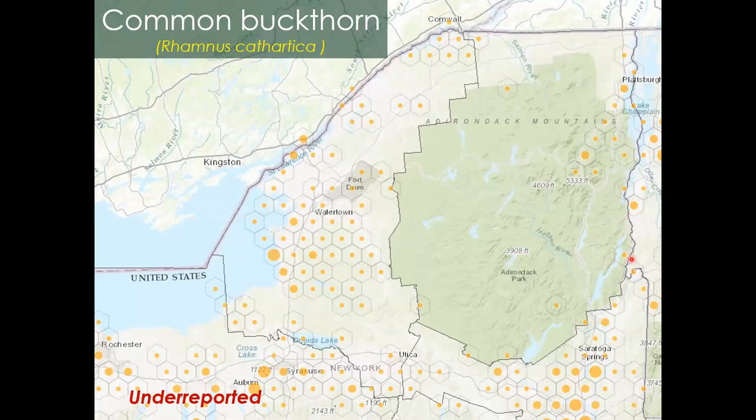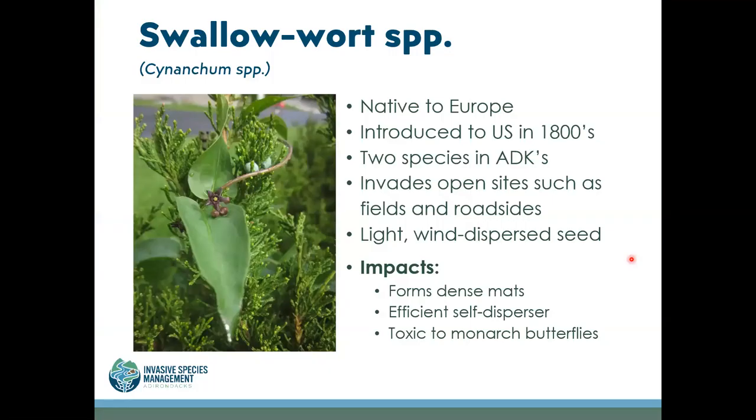Okay, now we're starting to transition to some of our lesser distributed species. So these are a little bit less common in our region. Swallowwort is one of the primary focuses for our early detection and rapid response team, and is a species that we're treating aggressively across a large portion of our PRISM to keep out of the interior Adirondacks. So any reports that we receive for this species are not taken lightly, and we appreciate all of the survey effort that folks can put into this particular plant.